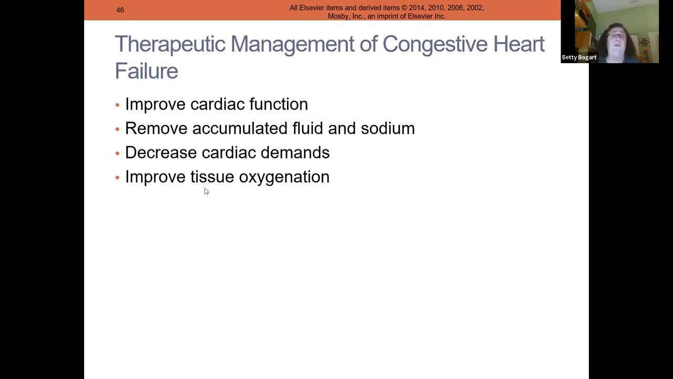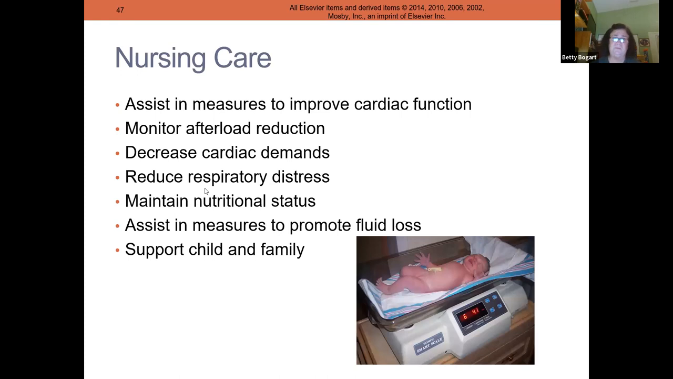During this time, could we put them on some oxygen? For sure. Whenever you have a child who's not breathing right, we put oxygen on just to help them breathe easier, not to liquefy secretions or any of those things. It's to help them oxygenate so that they can rest. So improve your cardiac function, decrease those cardiac demands, make sure that respiratory distress is improved. And all that time, we're making sure they're getting nutrition, nutrition, nutrition.